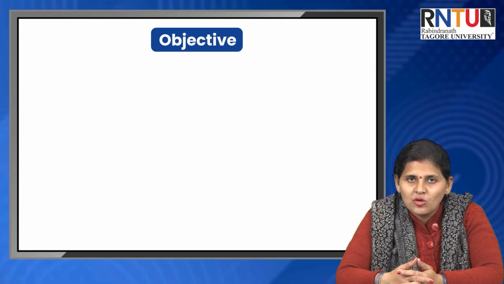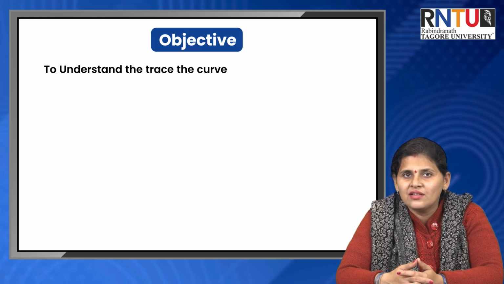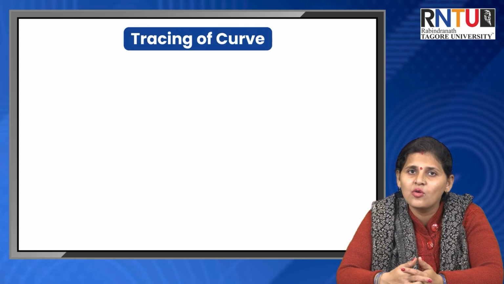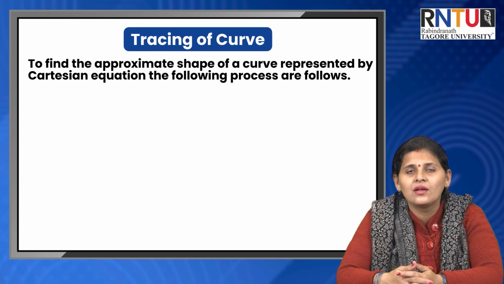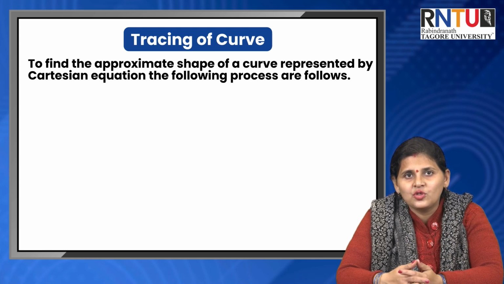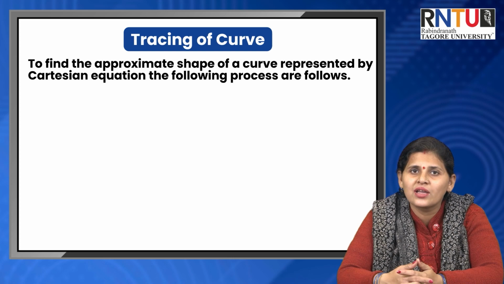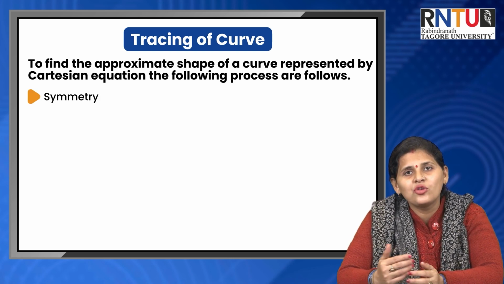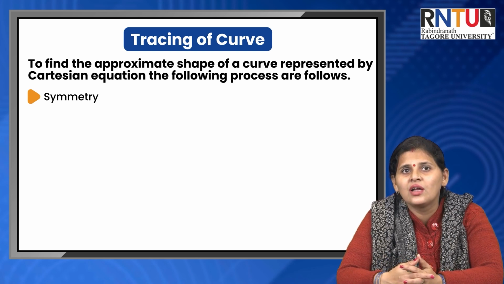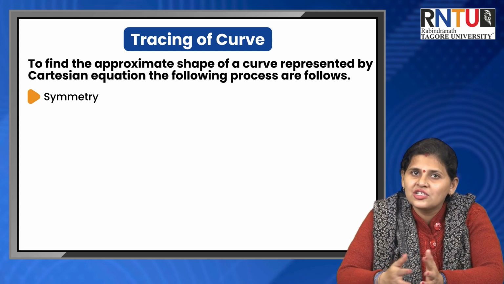Today we are discussing the course Calculus and Differential Equation, and the topic is tracing of the curve. The objective of tracing of curve is to understand how students trace the curve. To find the approximate shape of a curve represented by a Cartesian equation, the following process is used. It means how you trace the curve in a Cartesian equation.